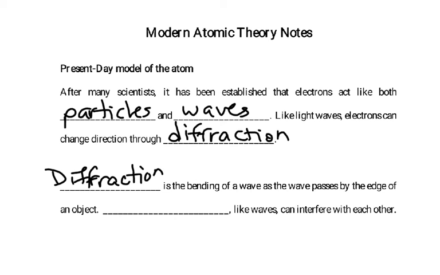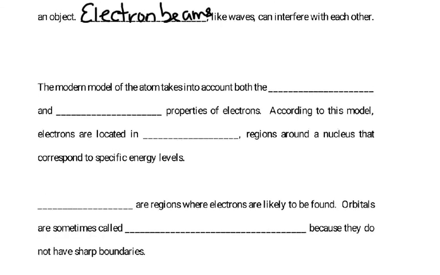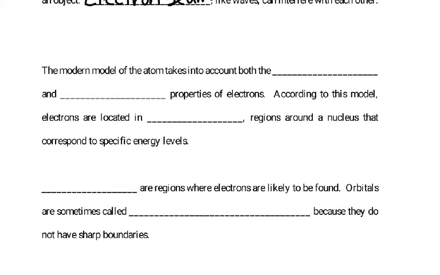Electron beams, like waves, can interfere with each other. So we're going to put electron beams in there. Okay? Now, the modern model of the atom takes into account both the particle and wave properties of electrons. So we're going to put particle and wave.